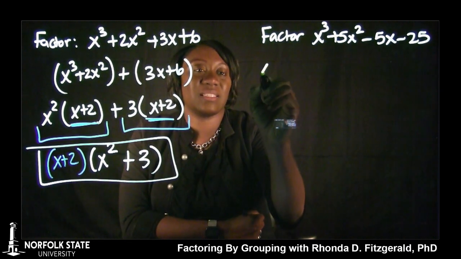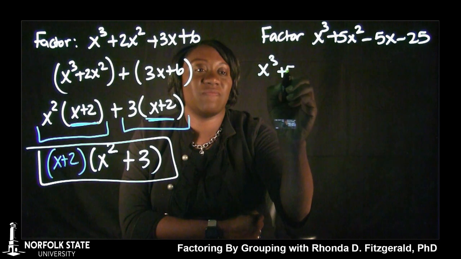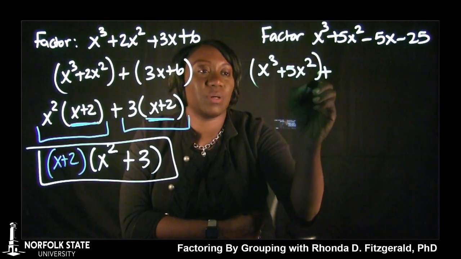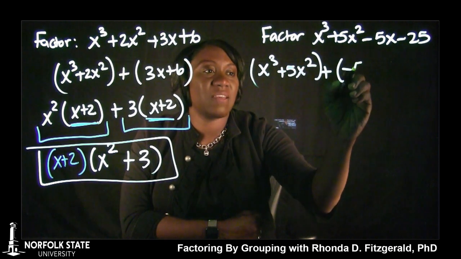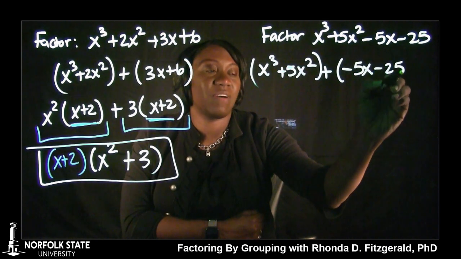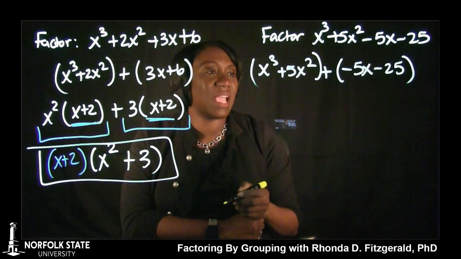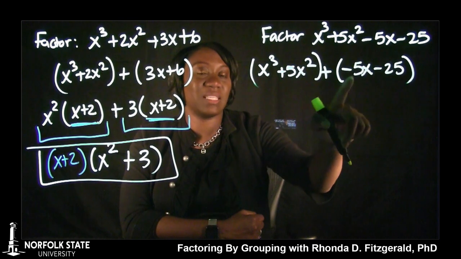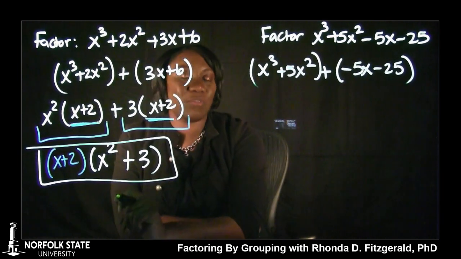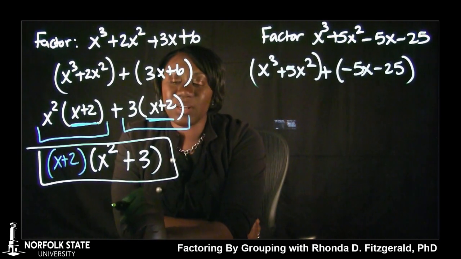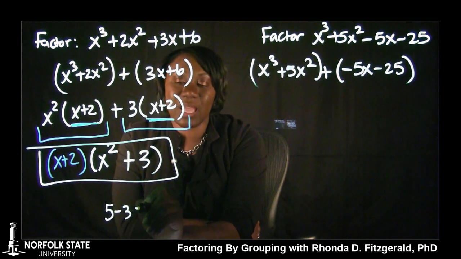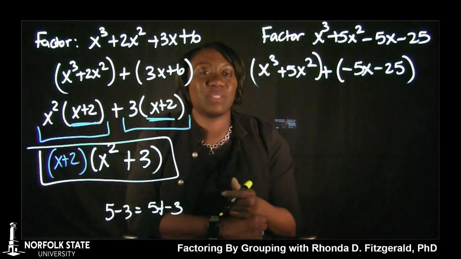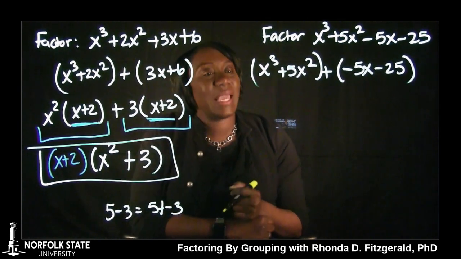I want to rewrite this as x cubed plus 5x squared plus, I'll go ahead and group those, plus a negative 5x minus 25. So notice I kept the negative sign with the 5 and rewrote that as plus a negative. If you recall from grade school, you always learn that 5 minus 3 can be written as 5 plus a negative 3. And so that's pretty much what we did there. So okay, let's go ahead.